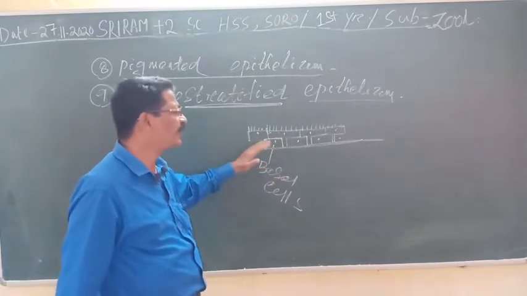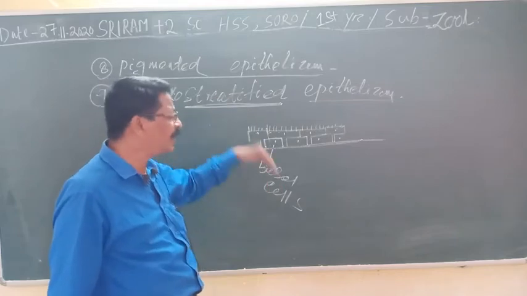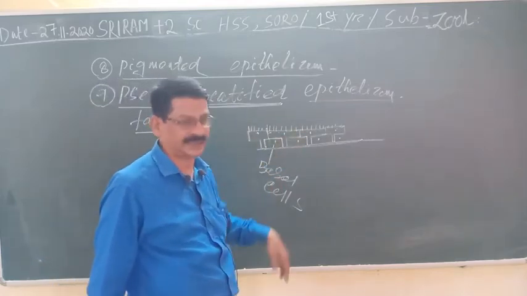So it is a simple epithelium, consisting of a single layer, but it appears double because of their different length.